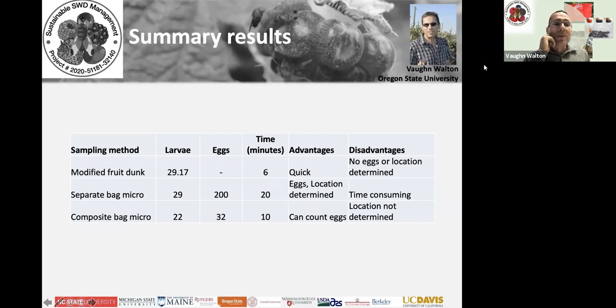When we do a composite bag micro method, we can reduce that time, still be able to count our eggs, which buys us a little bit of time. So this is a method that our growers seem to think provides a lot of value. The big thing is that it's time consuming, but it's really useful in terms of making sure that we have a good quality crop. And I think that's about it that I have at the moment.